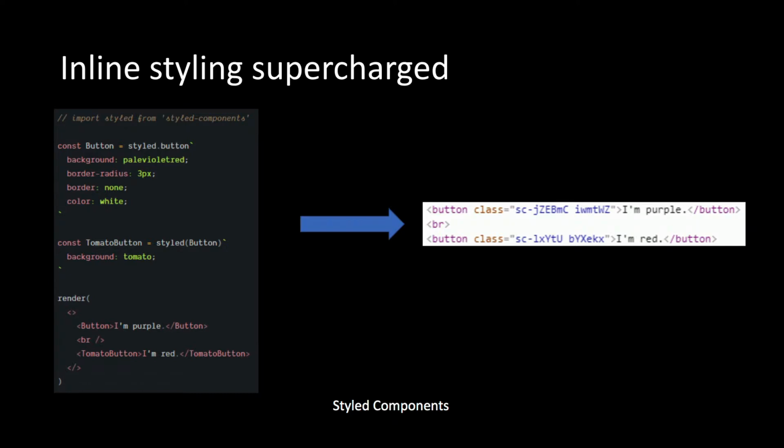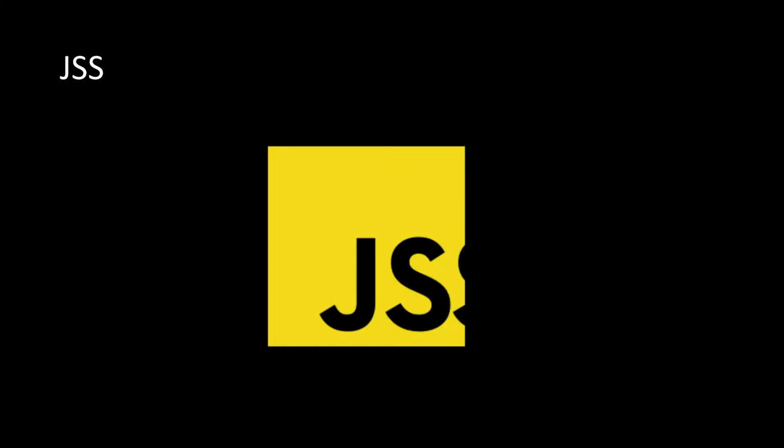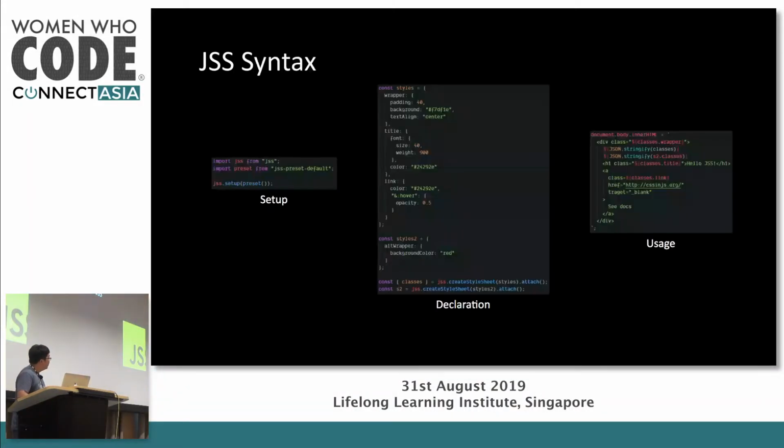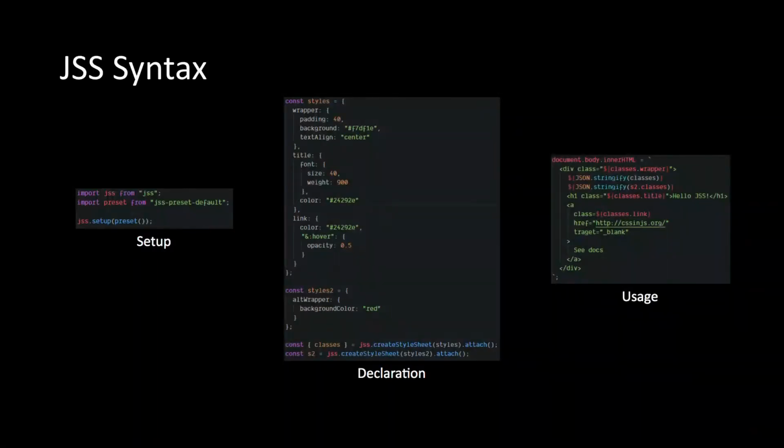So here I propose another solution called JSS. It means CSS in JavaScript, but they put the J in front to replace the C. Right, so the syntax is really, really simple. There are 3 steps you basically need to do. The first is, of course, setup. It's a single line of calling the setup function. The preset is optional. It's a suite of plugins that JSS supports to provide convenience.